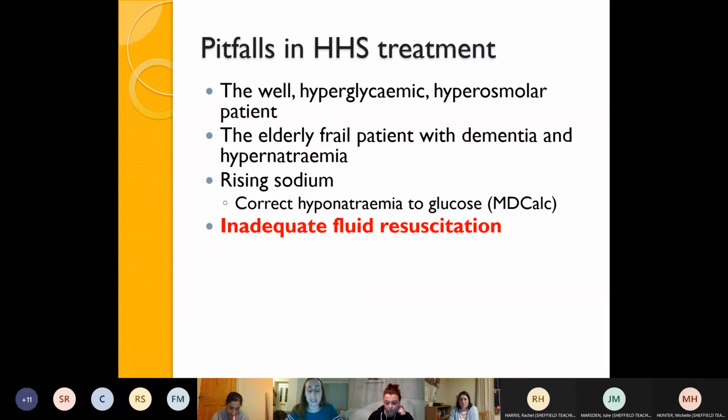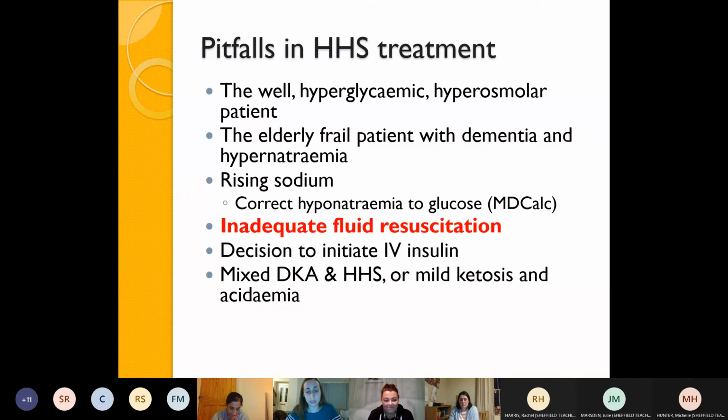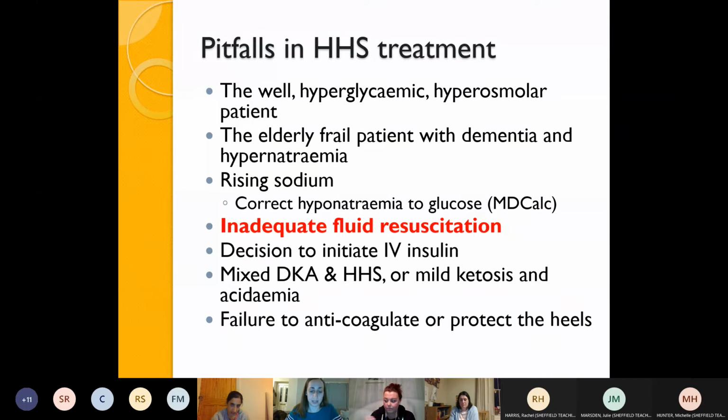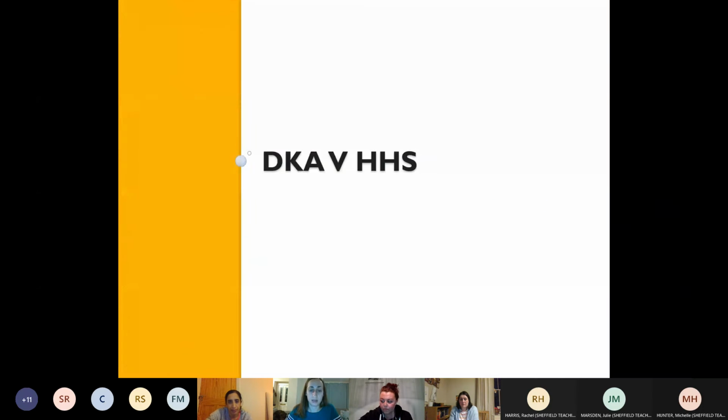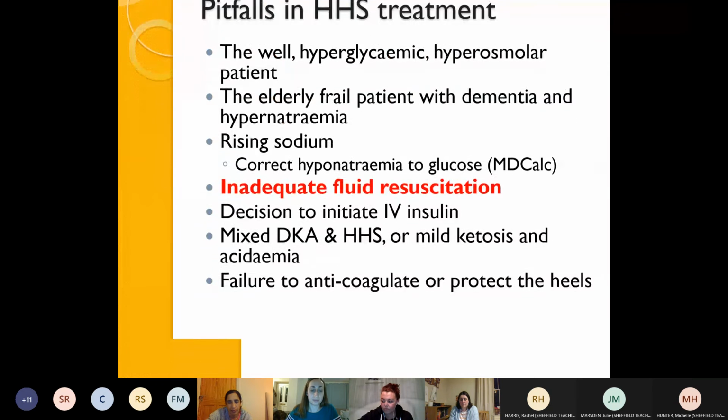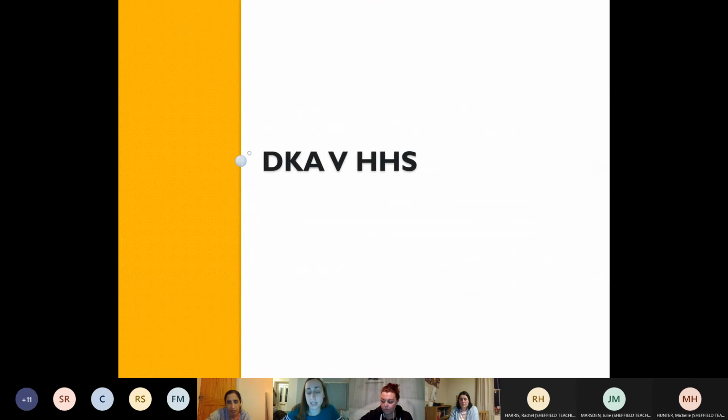So that's just something to be aware of as well. Inadequate fluid resuscitation, obviously people are terrified, understandably, of giving that much fluid to a crumbly old person. When to initiate IV insulin, and just being aware that some people can have mixed DKA or HHS. Failure to anticoagulate or protect the heels, so just cautions, just remembering to look at everything and think about potential problems going forward. Okay, does anyone want to ask me any questions about HHS?